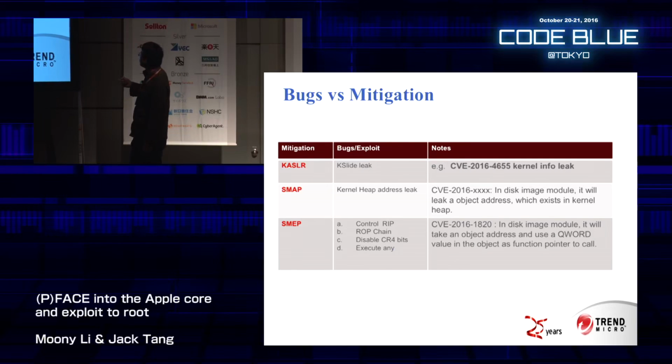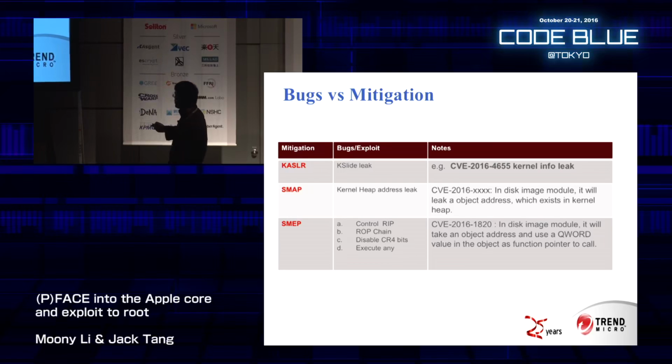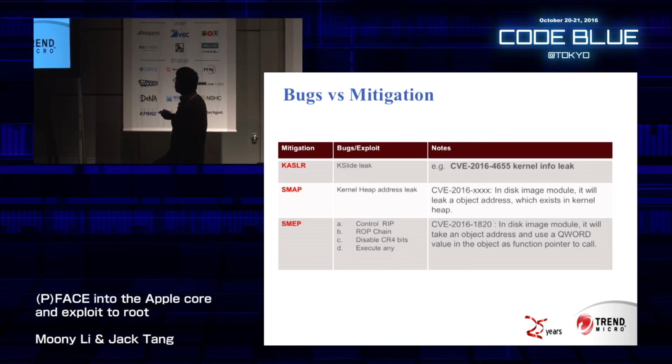And we have found a vulnerability in this image. It could leak the kernel heap address from the kernel mode to user mode. Using this vulnerability, we could bypass SMAP, supervisor mode access prevention. And also we could get an arbitrary call execution vulnerability in this image module.